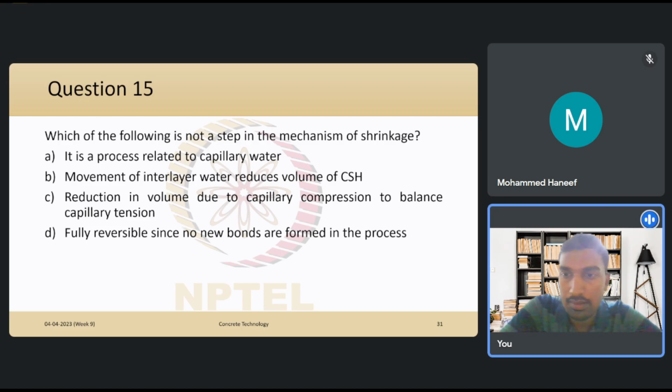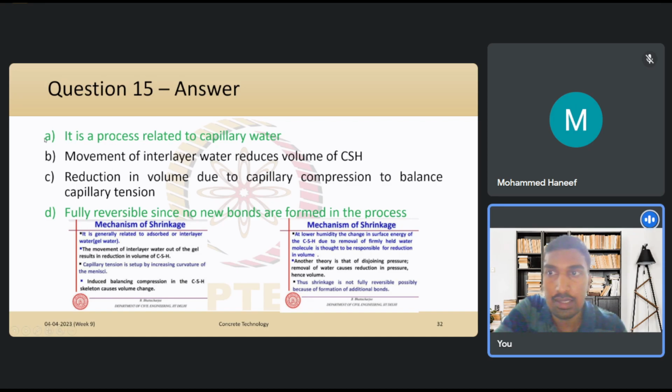Okay, any answer? Okay, we have one vote for options C and D. So the right options are actually A and D. A and D are not related to shrinkage.